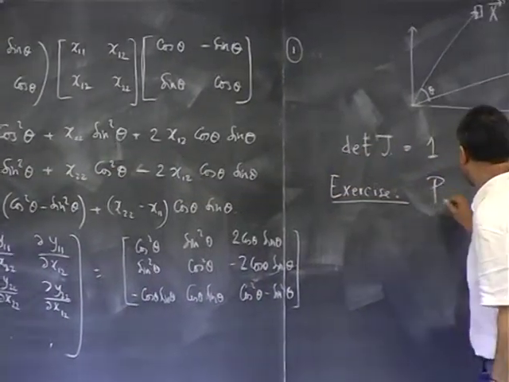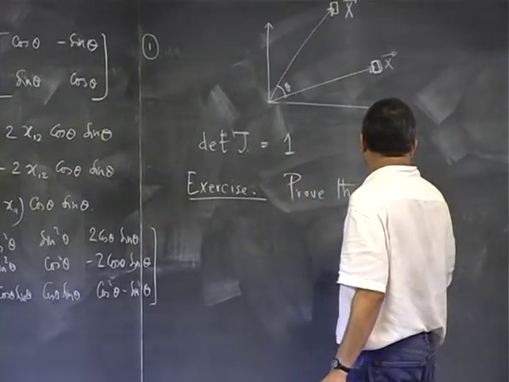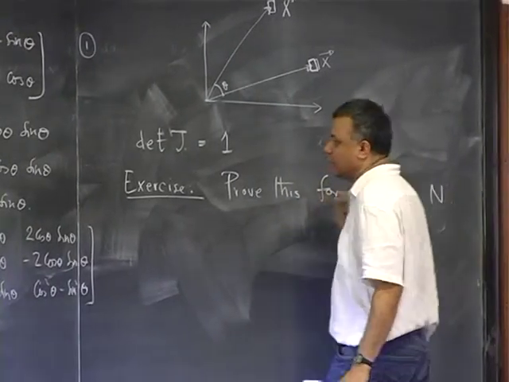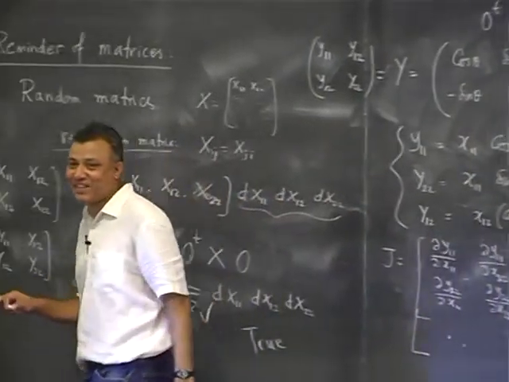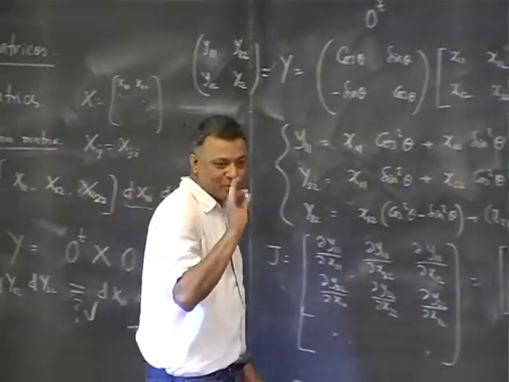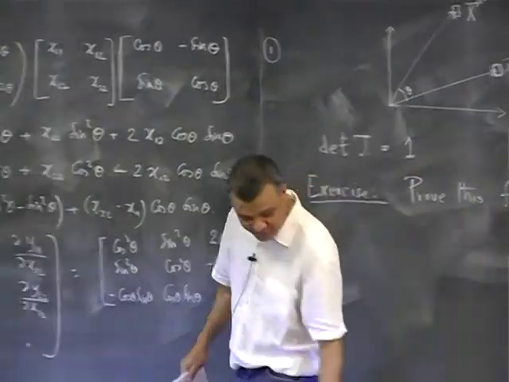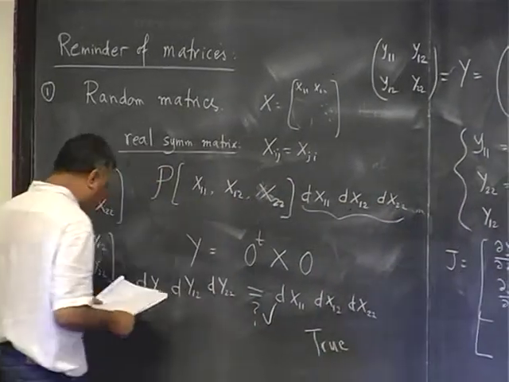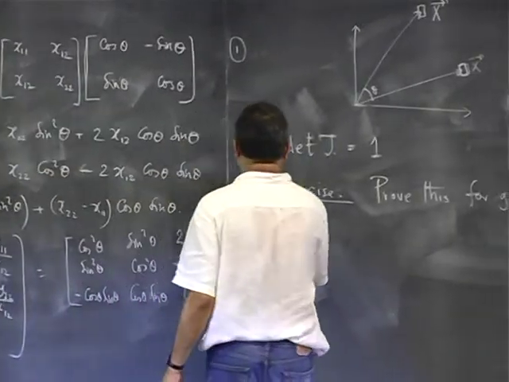So here is the exercise. Prove this for general n. Of course, I don't expect you to write down an n by n matrix by hand and do it, but this is a non-trivial proof, okay? So think about it and tell me the proof by the end of this lecture. But we'll take that for granted. And this also I'll leave as an exercise.